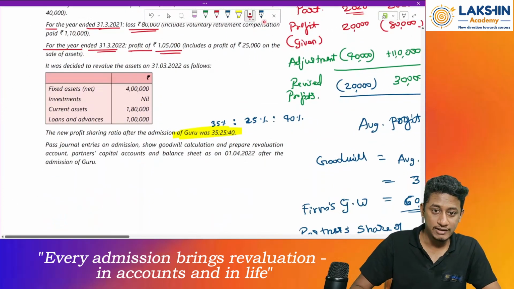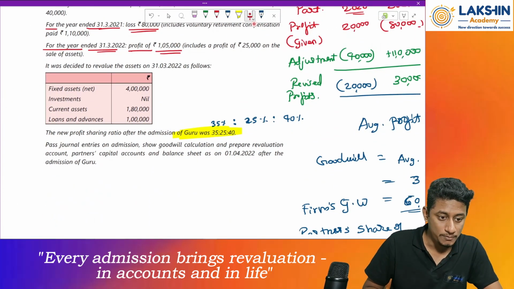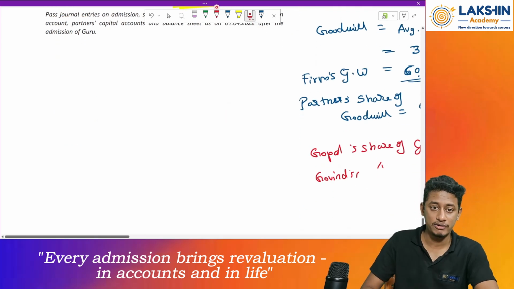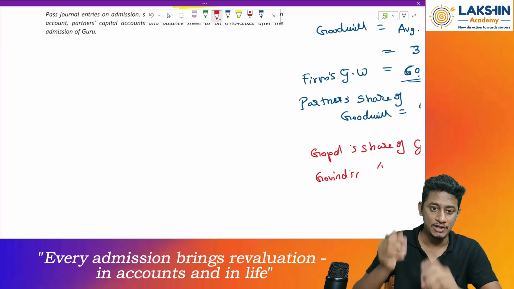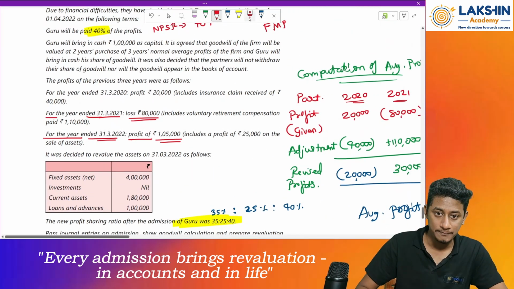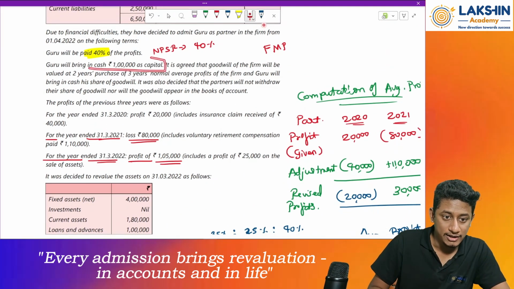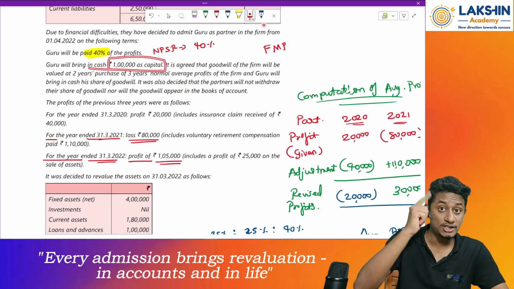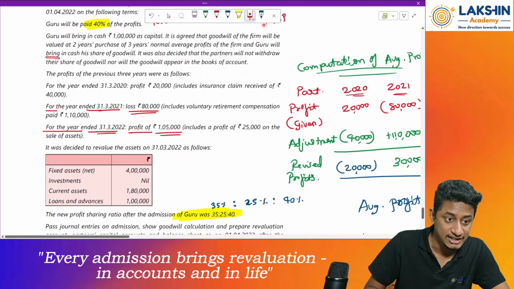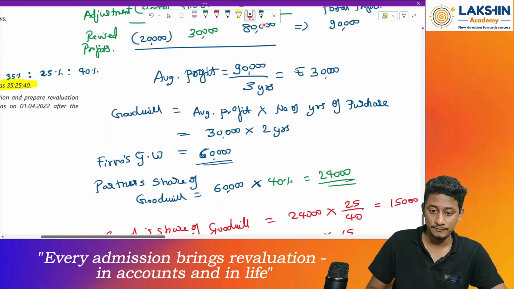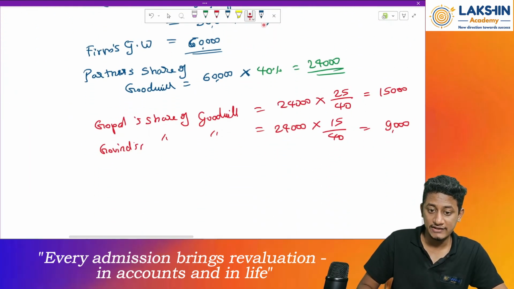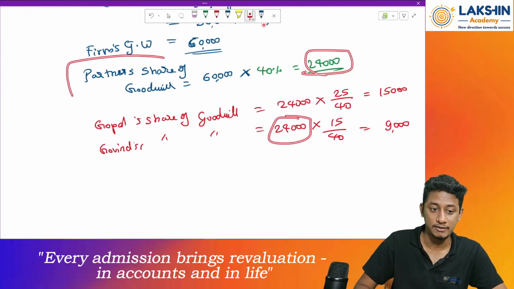Now next what to do? Pass the journal entry. So first of all, start from the goodwill adjustment itself. So first entry, when partner brings in goodwill and capital. What is the value of capital brought in by the partner? It is rupees 1 lakh. Plus what? Goodwill. Remember, because it is clearly mentioned that he brings in his share of goodwill in cash. So plus goodwill is how much? 24,000 is the share of partner.